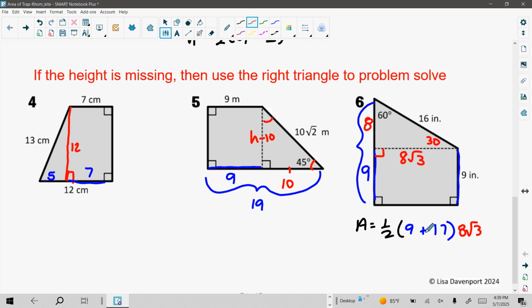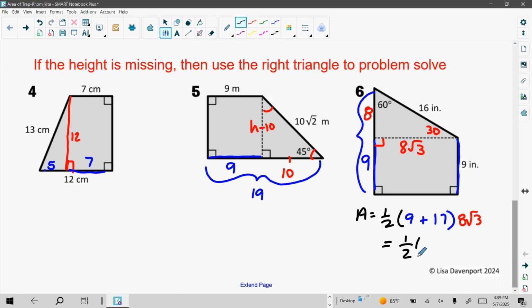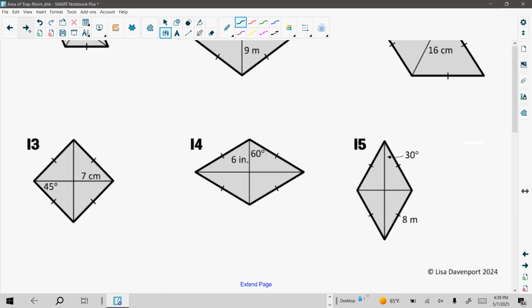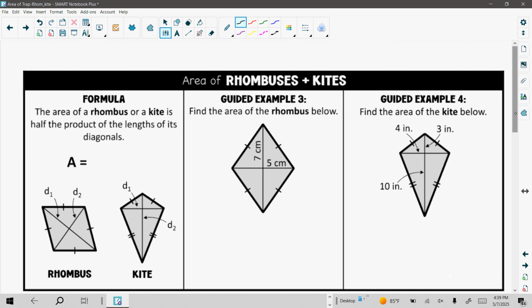So I'm going to take half of 26 times 8 root 3. This comes out to be, let me extend this page here. The area is 104 root 3 inches squared. Okay, so that covers your trapezoids. On your next page, we're now dealing with rhombus and kite.